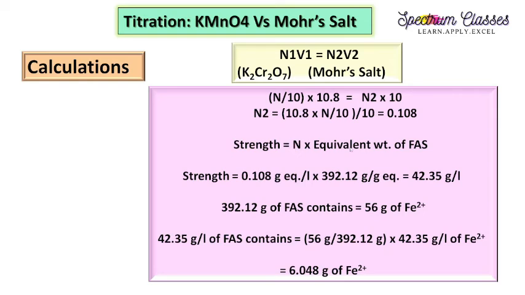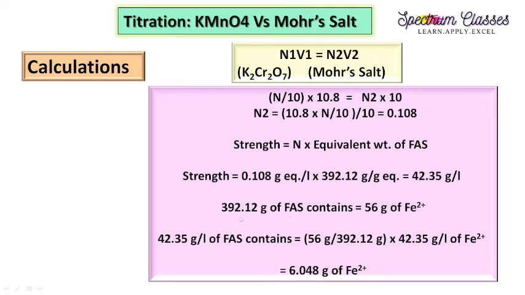If we have normality, then we multiply it with the equivalent weight. If we have molarity, then we multiply with the molecular weight. So this is the FAS solution, so we multiply with the equivalent weight of FAS. Strength is equal to this normality value, in gram equivalents per liter, into the equivalent weight of FAS, which is 392.12 grams per gram equivalent, because for FAS the change in oxidation state per formula unit is 1. On solving this, we get 42.35 grams per liter.